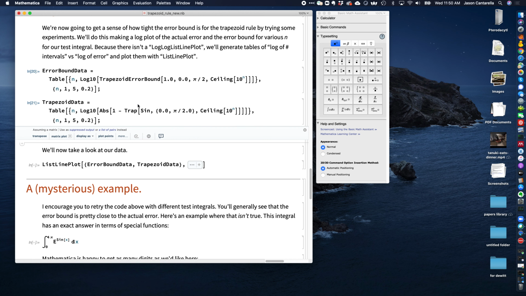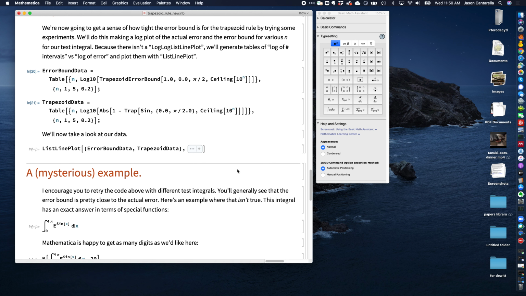Now, we're going to make a log-log plot of this. We're plotting the number of subdivisions as a power of 10, and we're plotting the log base 10 of the error bound and of the error. So let's take a look at that plot now.